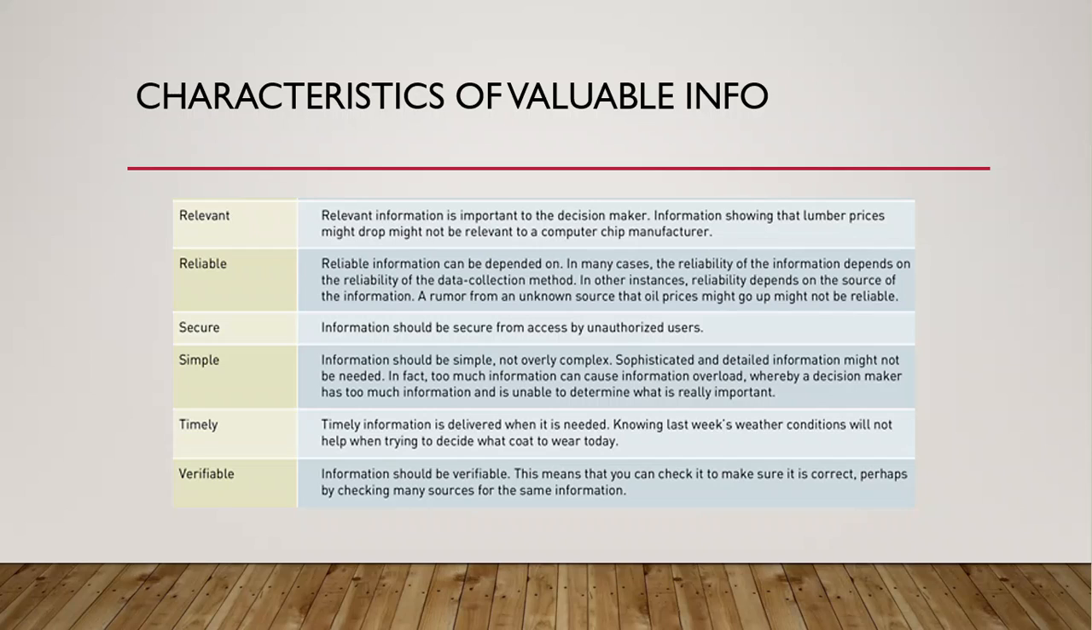Simple. Information should be simple, not overly complex. Sophisticated and detailed information might not be needed. Too much info can cause information overload, whereby a decision maker has too much information and is unable to determine what is really important. So if the information is too complex, it might be difficult for the decision maker to make a decision. Timely information is delivered when it is needed. Knowing last week's weather conditions will not help when trying to decide what coat to wear today. It means the information we get needs to be in a timely manner.